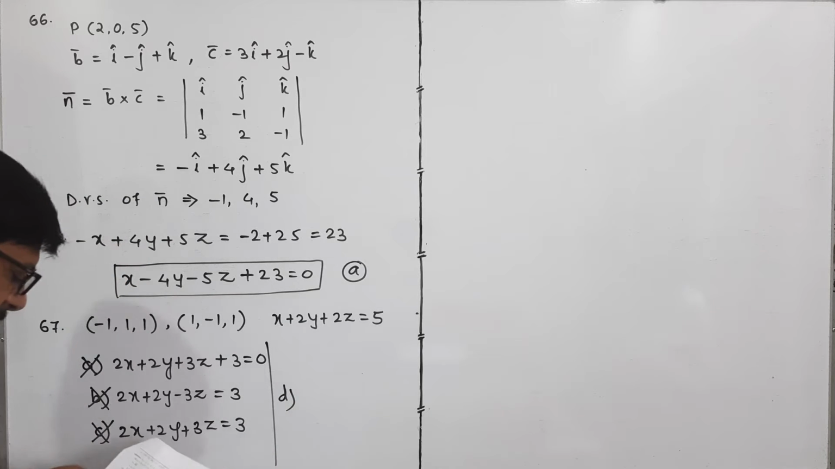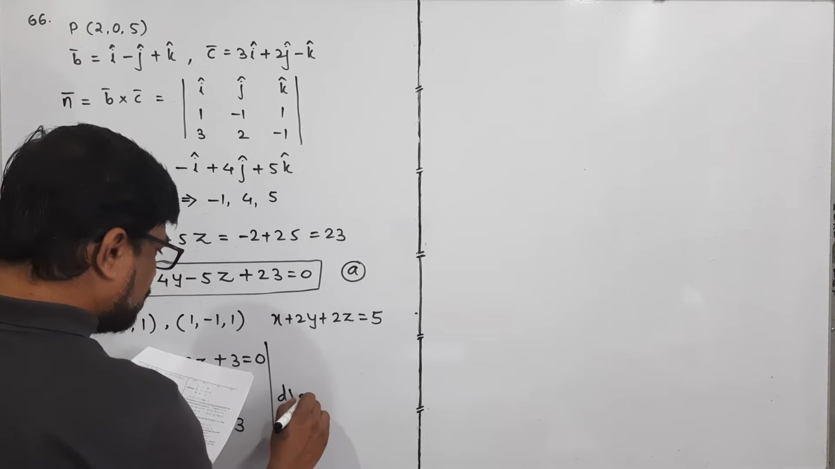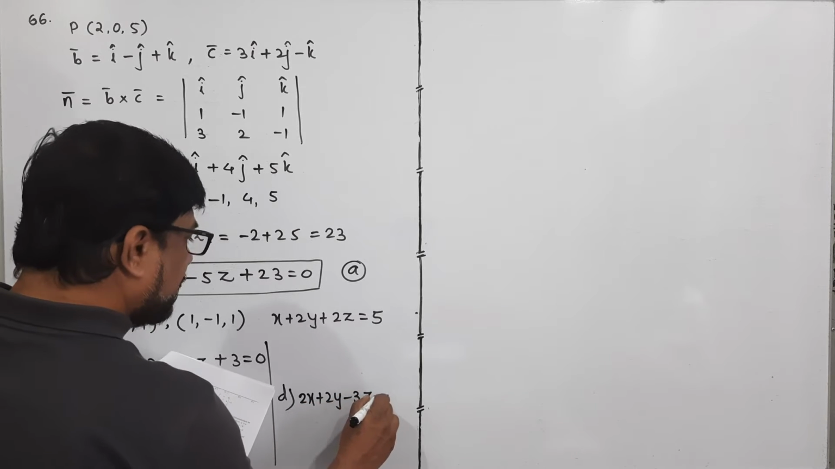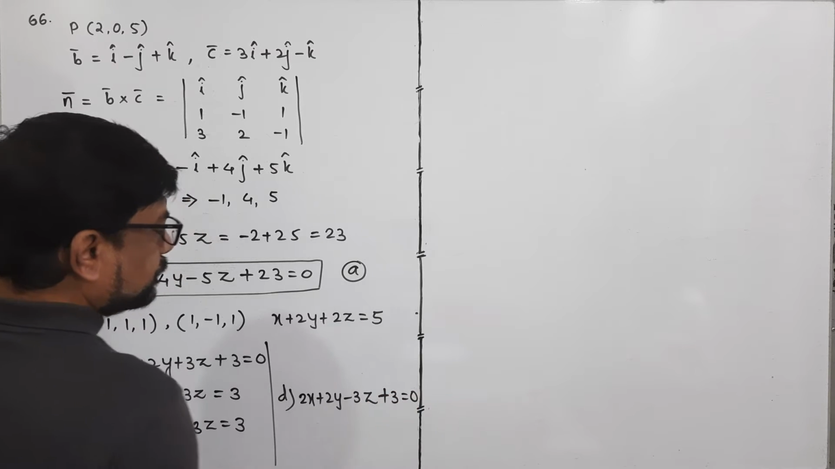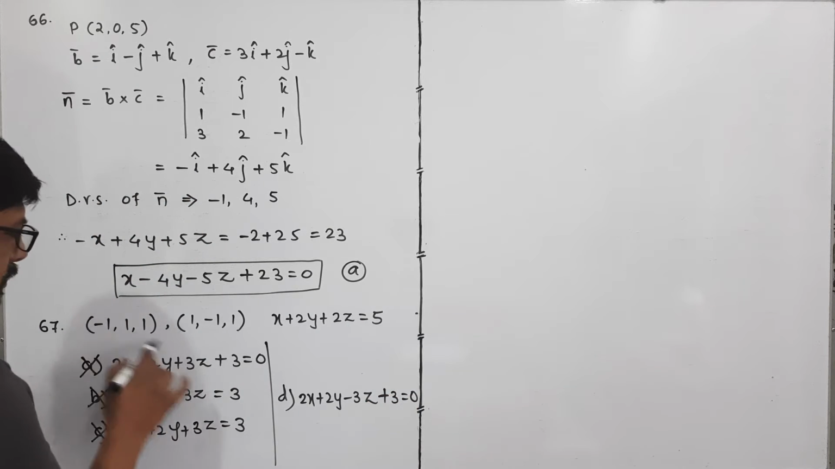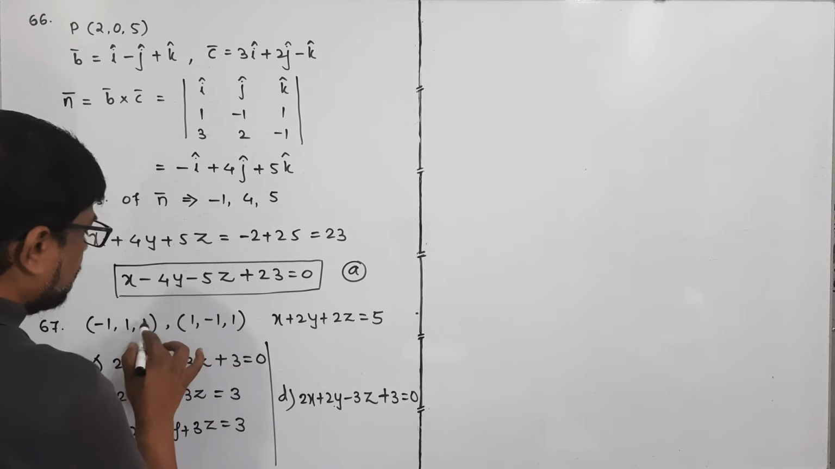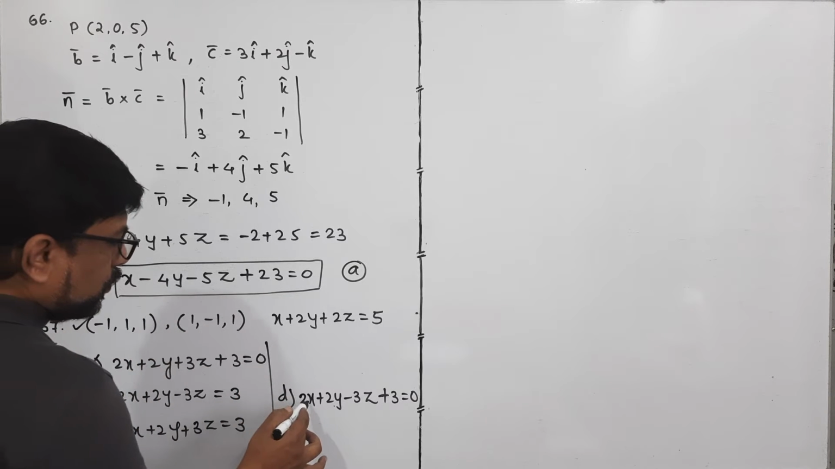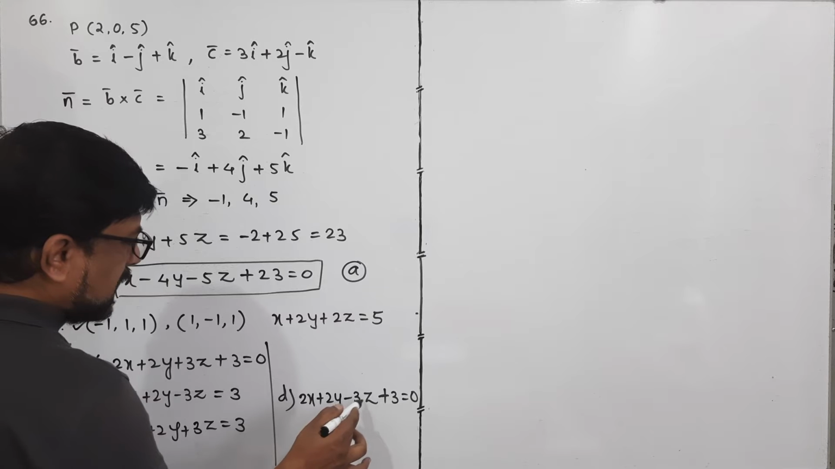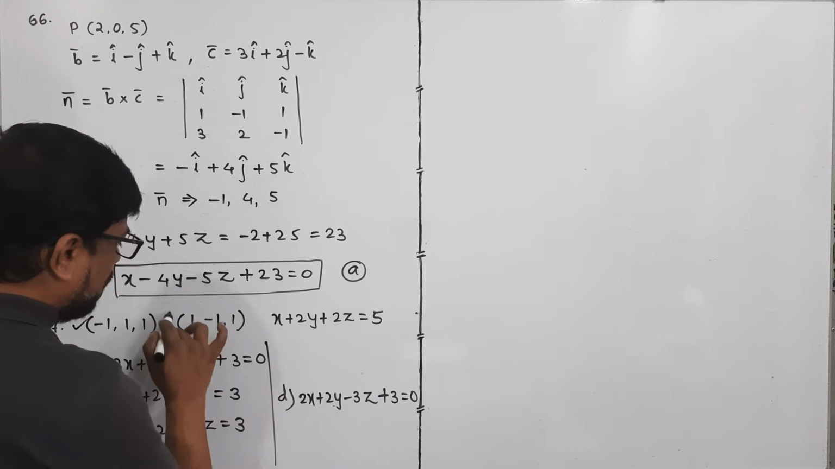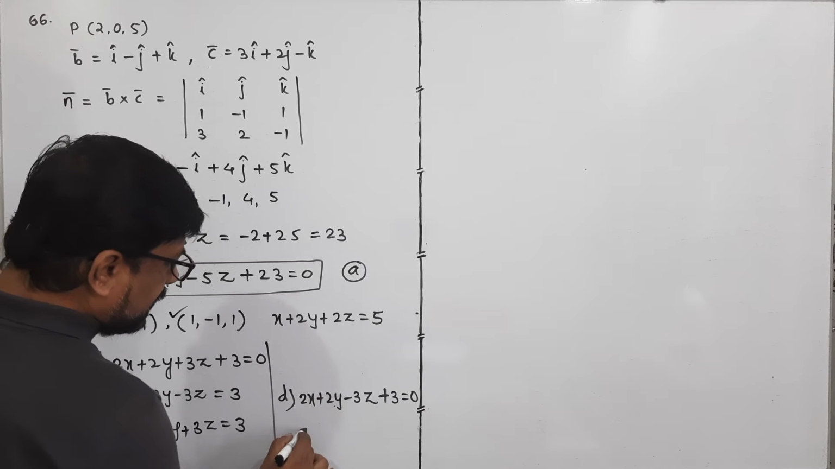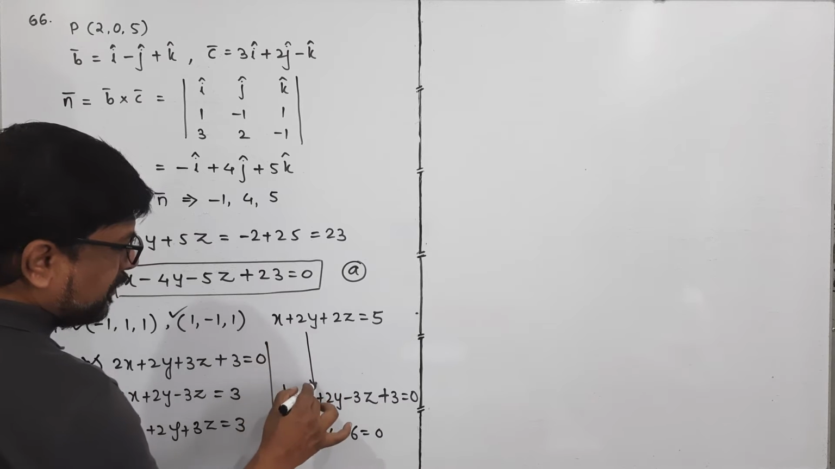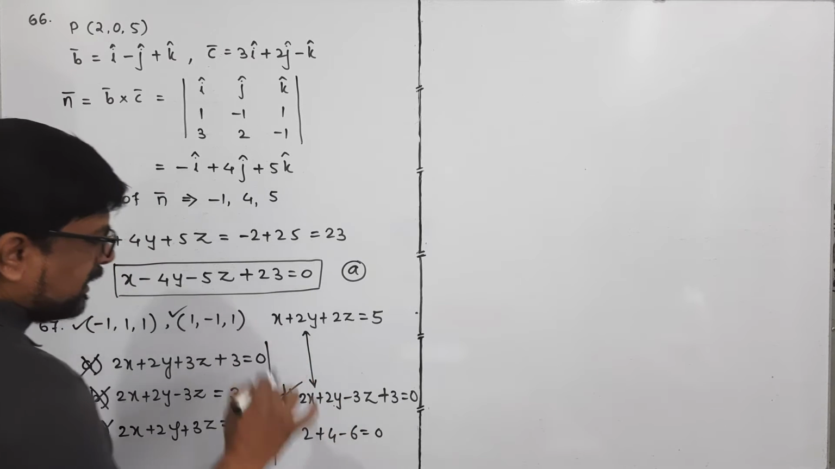Option D में क्या इक्वेशन है देखिए. 2x plus 2y minus 3z plus 3 is equal to 0. Now check it. Minus 2 plus 2 minus 3 plus 3 is equal to 0 means satisfied by first point. 2 minus 2 0 minus 3 plus 3 is equal to 0 satisfied by second point. And take the dot product. It is 2 plus 4 minus 6 is equal to 0 means these two planes are perpendicular to each other means option D is correct option.